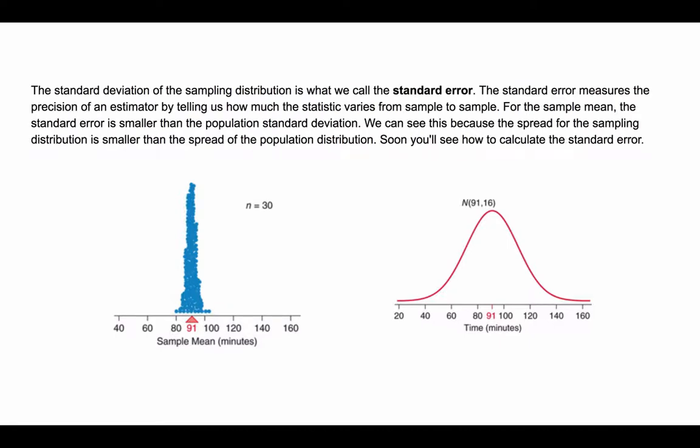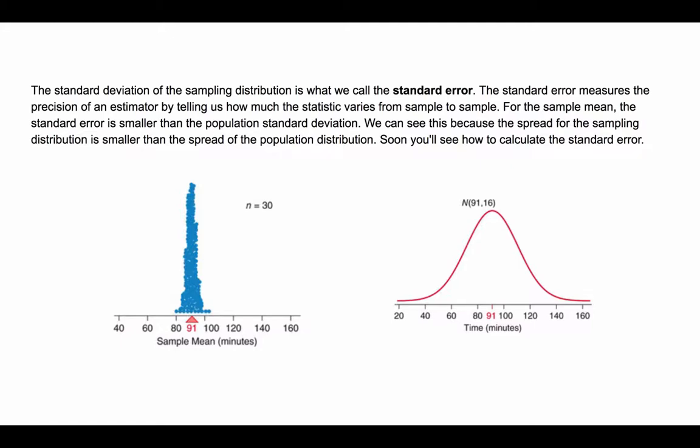Now, the standard deviation of the sampling distribution is what we call the standard error. The standard error measures the precision of an estimator by telling us how much the statistic varies from sample to sample. So if we take a sample of 30 people and take a sample of 30 people again and keep doing this over and over again, how much variation are we seeing in these different samples that we take in terms of the mean that we get when we calculate the mean?